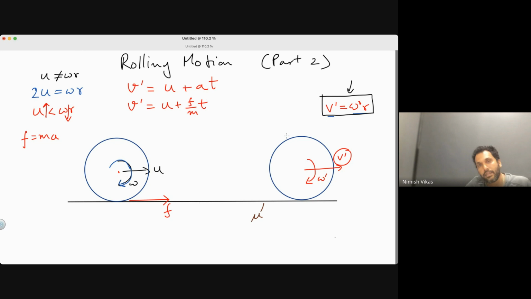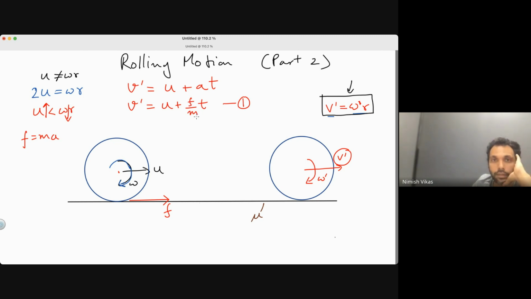Very low participation, guys. Very, very low. That's very disappointing. Is this clear, people? Yes, sir. Okay, what don't you know in all of this? You don't know F, you don't know T, you don't know V dash. We just got one equation.